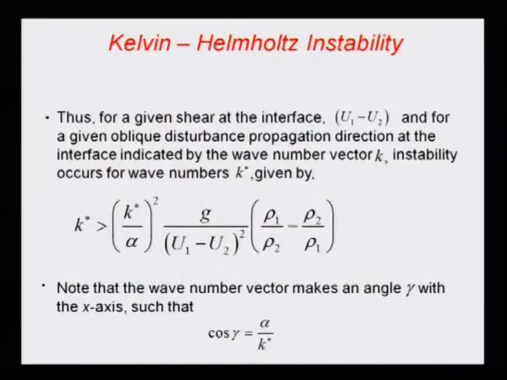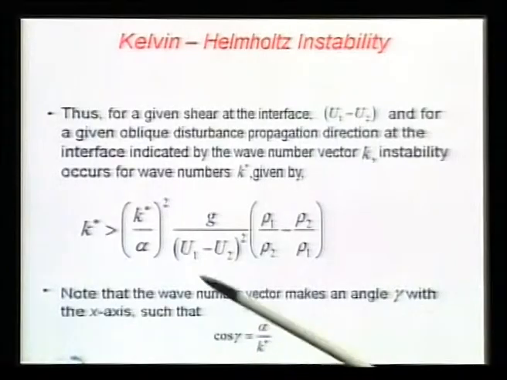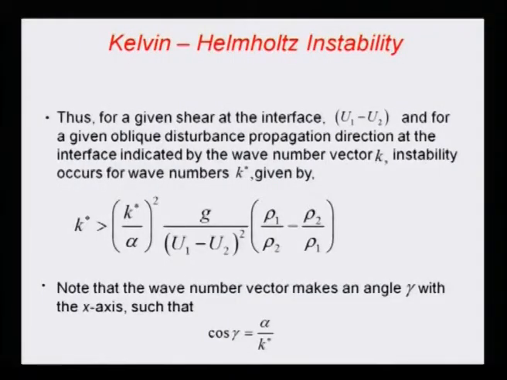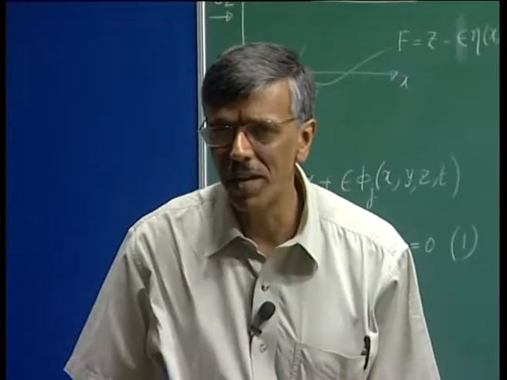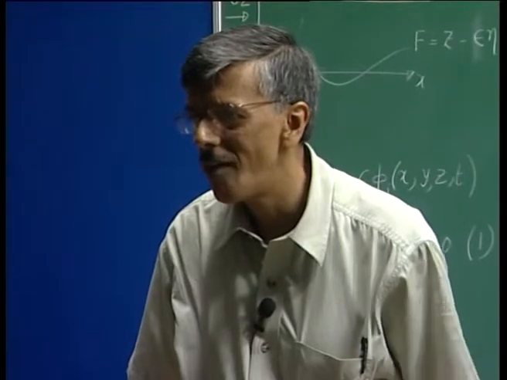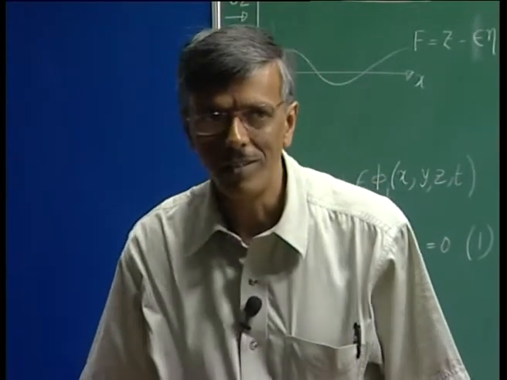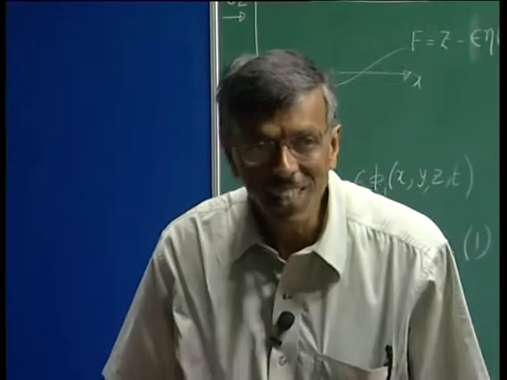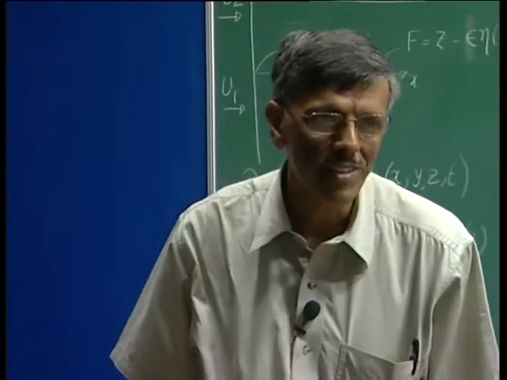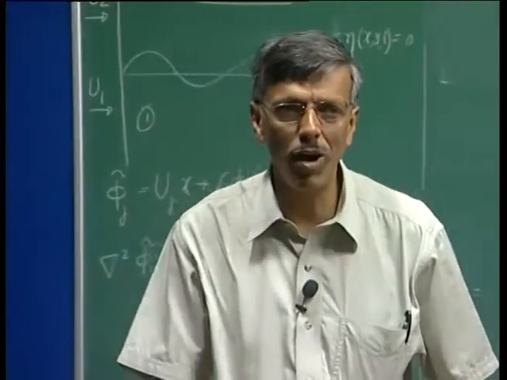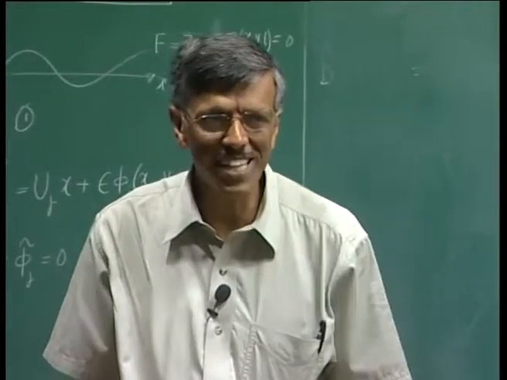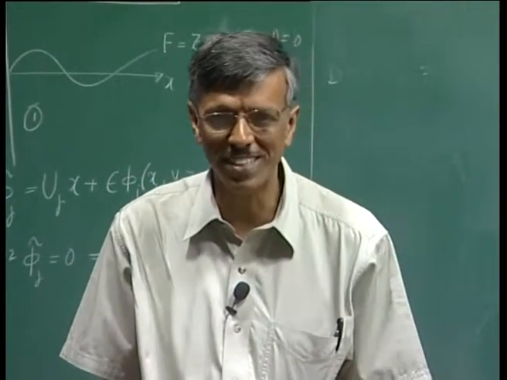However, for any arbitrary gamma, since cos square gamma is in the denominator, I can get a minimum value of k. The minimum value of k star will be when gamma is equal to, no, it is in the denominator. So, what is the maximum value of cos square gamma? It is 1. So, cos square gamma equal to 1 means what? That it is going in the streamwise direction, k star and alpha are in the same direction.